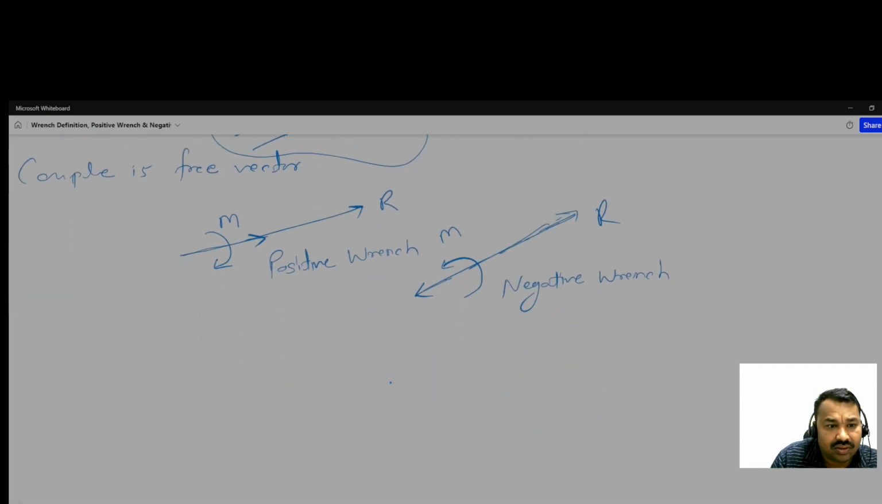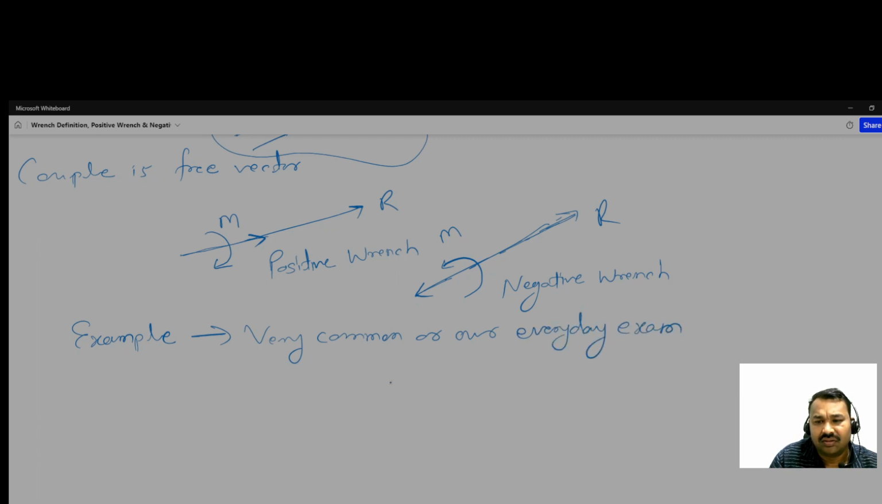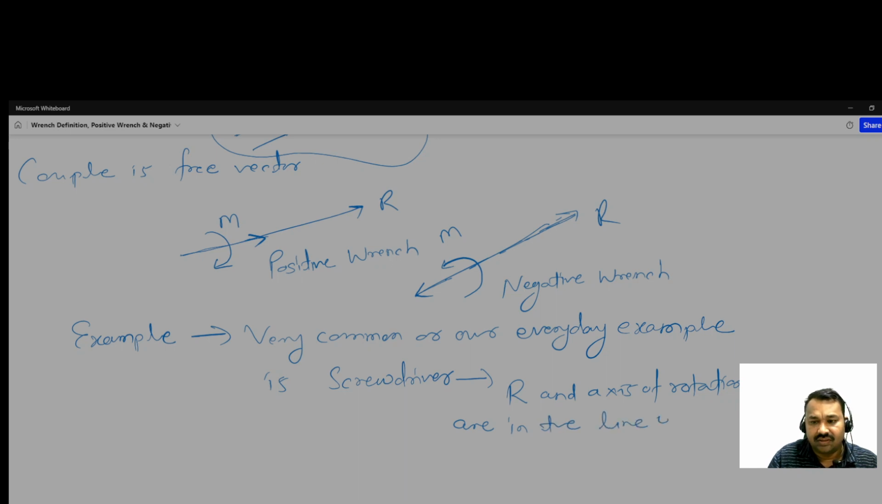Okay, if we talk about the example, so you can see a very common or our everyday example is the screwdriver, where both the R and the axis of rotation are in line with the screwdriver.